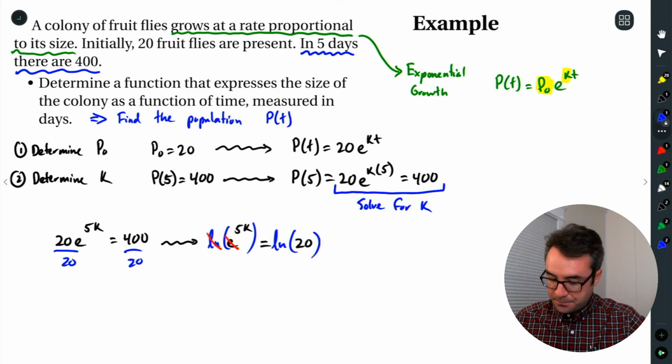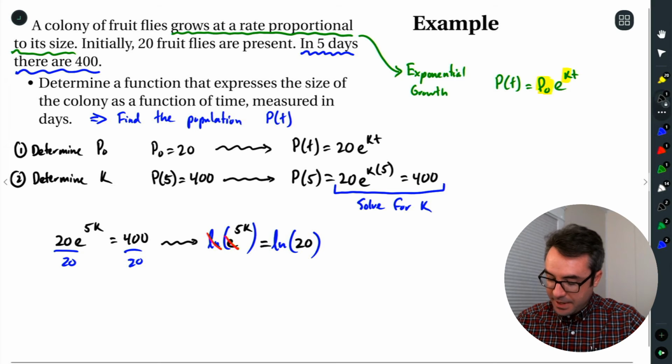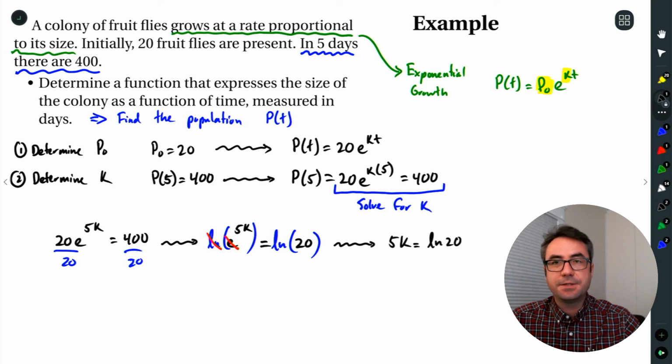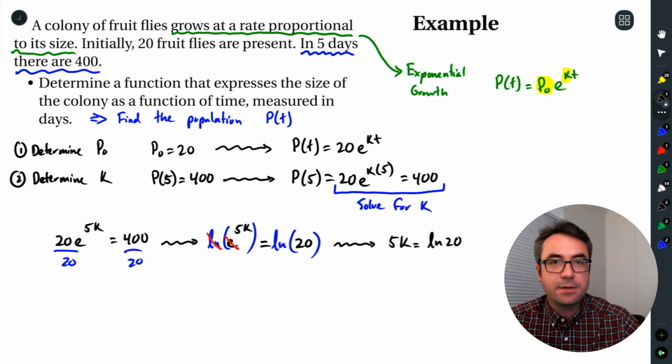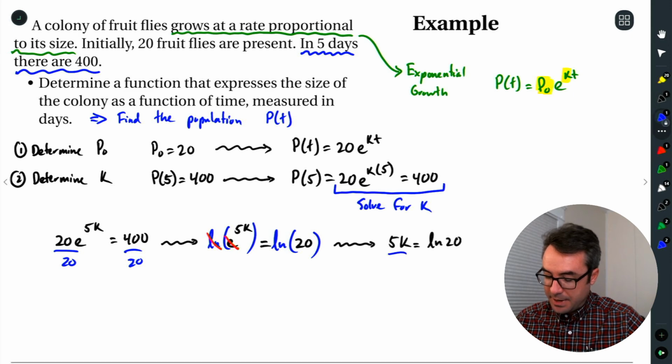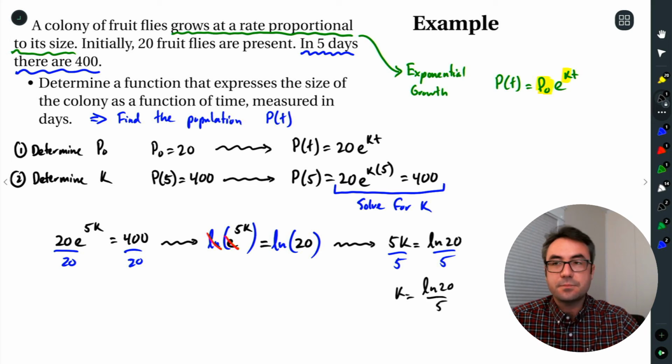So what does this do? Well, this gives us 5k on the left, and that's equal to natural log 20 on the right. And then natural log 20 is just a fancy looking constant. We want to know what k is, so just divide both sides of this by 5. And we get k is equal to natural log 20 over 5. And there we go. We've found our last piece of our function here.